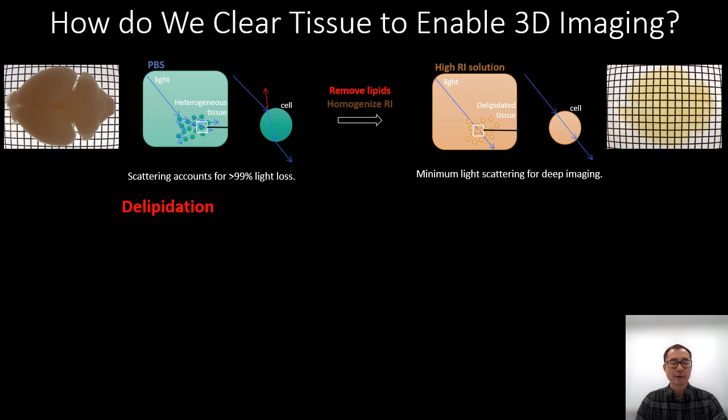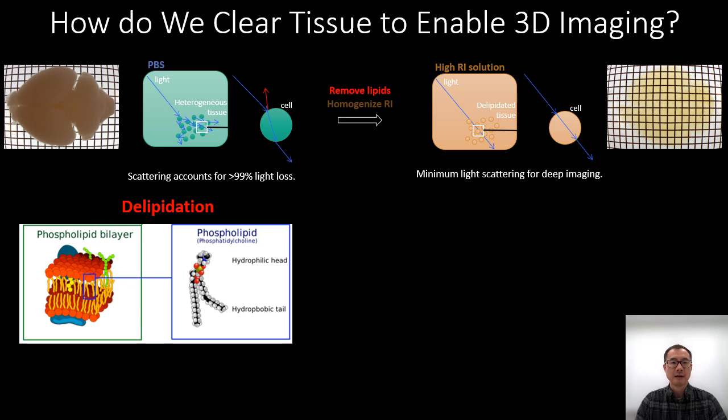Over the years, we have been optimizing our procedure following these general principles that I just mentioned. For delipidation, we have been engineering our lipid extraction buffer that can solubilize both the hydrophilic head as well as the hydrophobic tail of the polarized lipids that are enriched in biological tissue, while preserving the protein scaffold in its native form.